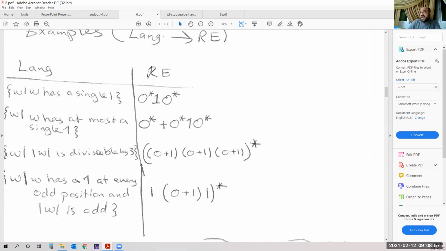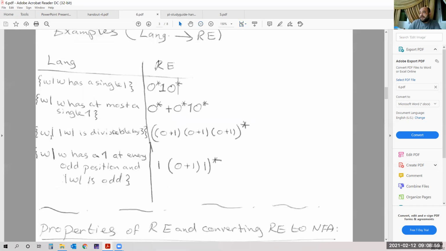Okay, if I have a string W where the length of W is divisible by 3, and it doesn't matter if it's 0 or 1, then it's either 0 or 1, 0 or 1, 0 or 1, star, zero or more occurrences. This is divisible by 3.